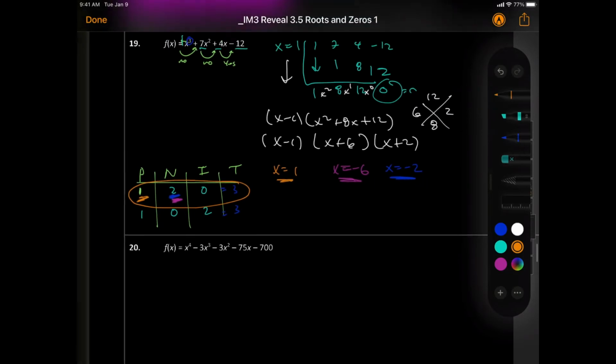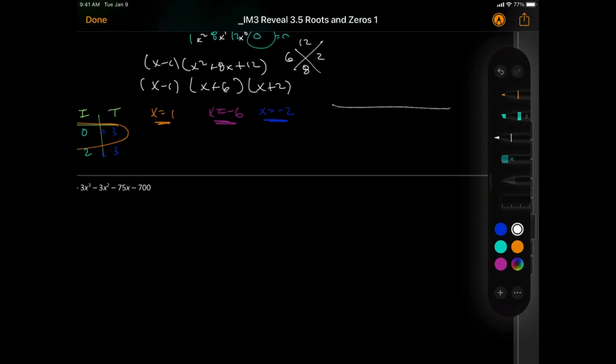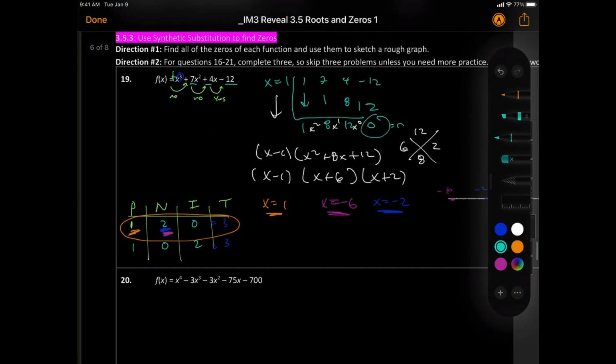See how it's working? All right, let's go ahead and just draw a quick graph. X equals 1, negative 6, blue negative 2, and the y-intercept. What color did I use? Blue. Negative 12.